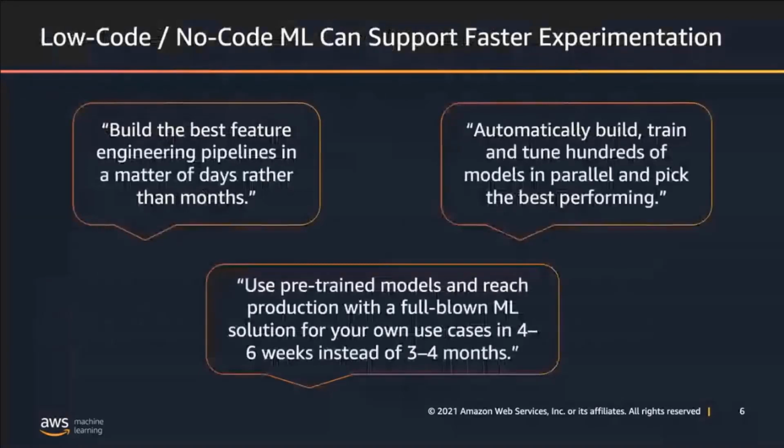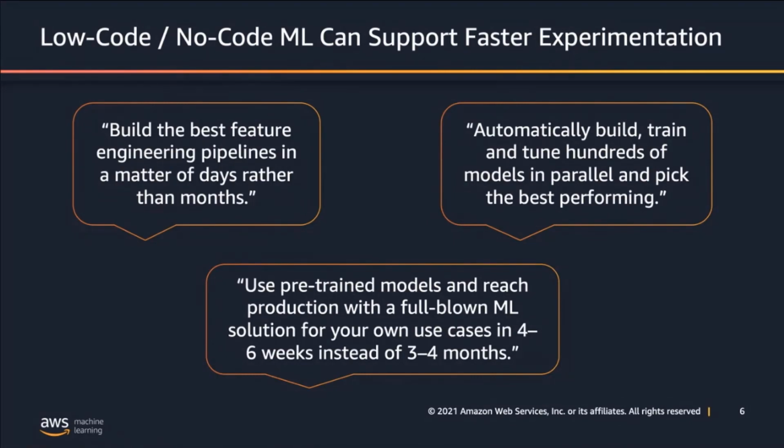Now, come to the world of low code, no code machine learning, and many of those issues get completely alleviated. All of a sudden, customers say that they can prepare the features to train their models on in a matter of days instead of weeks. They also say that they can build, train, and tune hundreds of models in parallel completely automatically. And they state that with pre-trained models, they can reach production with a full-blown ML solution in a matter of weeks instead of months. Crazy, right?